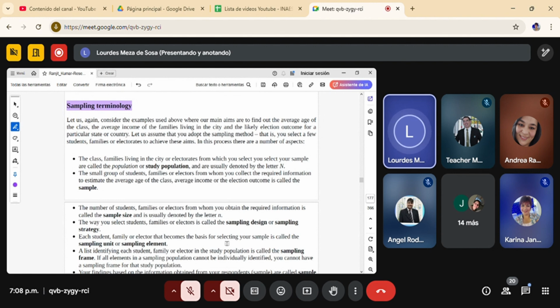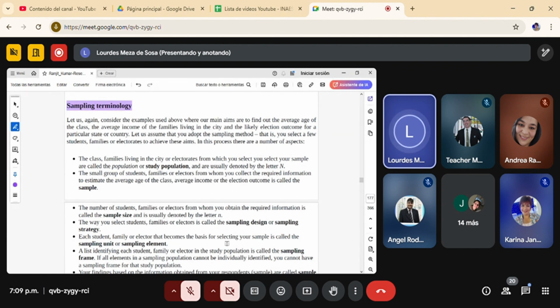Let's consider the examples used above, where our main aims are to find out the average age of the class, the average incomes of the families living in the city, and the likely election outcomes for a particular state or country. So let's assume that you adopt the sampling method. That is, you select a few students, families, or electorates to achieve the aims.